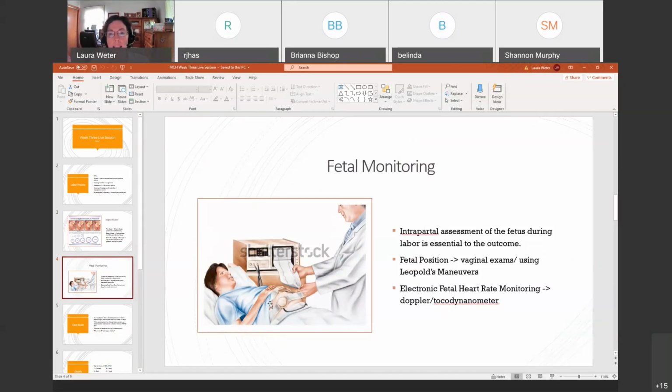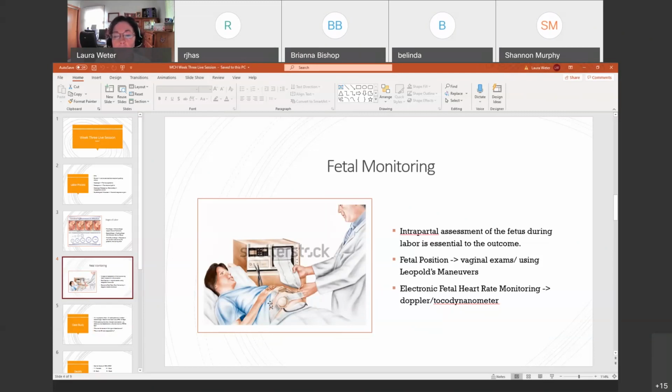Okay, so we have to monitor that baby. So there's a couple of different ways that we do this. We do the external fetal monitoring, right? We put the monitor on mom, and that is monitoring the uterus. So we're looking at those contractions. We want to see how strong they are, how adequate they are. It's also looking at baby's heart rate. Okay, so those are the couple of ways that we monitor baby. We are monitoring mom's uterus, making sure that the contractions are good and strong and everything looks good there, but we are also monitoring baby's heart rate.